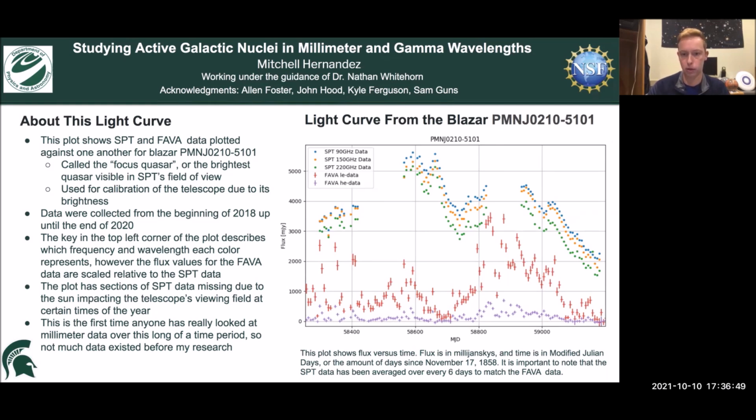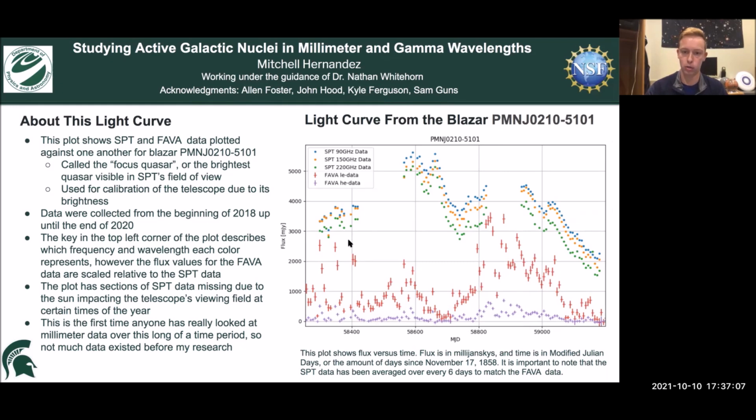So it is important to note that the Fermi data down here, the little plus signs, were actually scaled relative to the SPT data. So I wasn't looking at the actual flux values as much as I was looking at the peak and trough relations along this x-axis, so sort of when they happened in time.